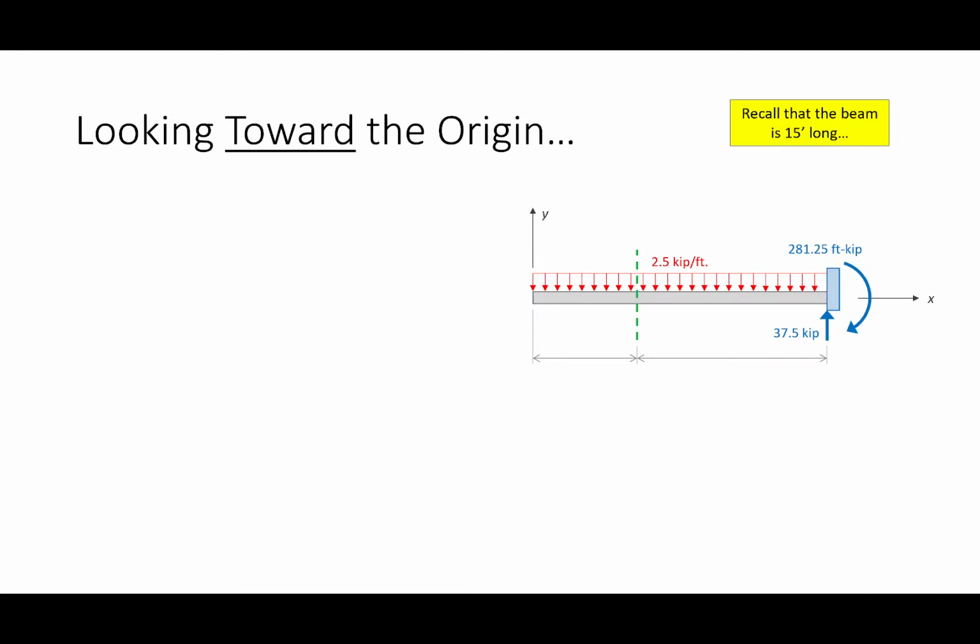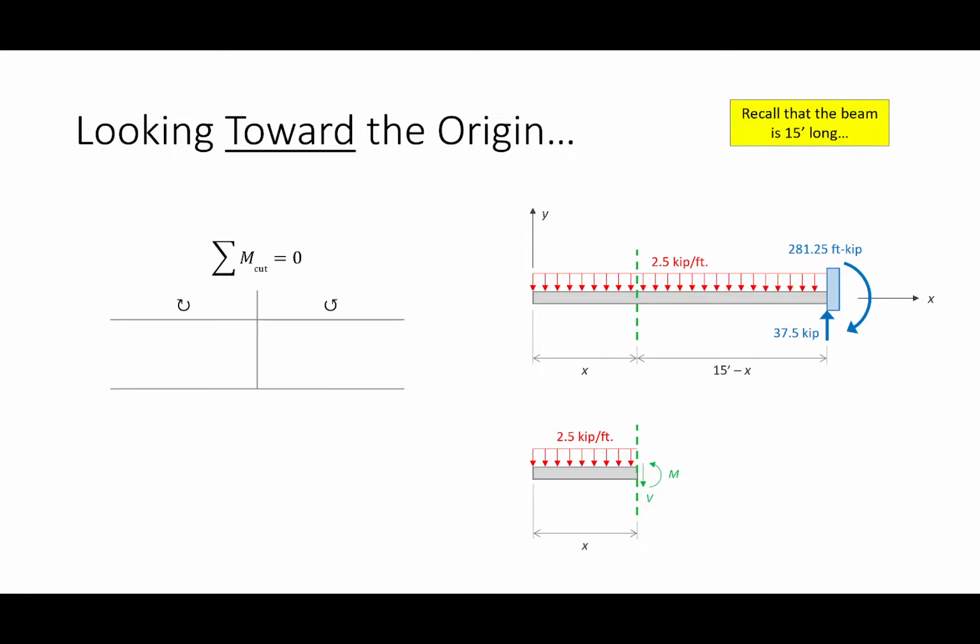Let me show you. Let's look toward the origin, okay? So the origin is right here. Now, the beam is how long? 15 foot. So this is X. What is that? 15 minus X. Okay. So when we cut a section and we look to the left, what do we got? We got the distributed load, we got the shear, we got the moment. So we sum moments at the cut, okay?